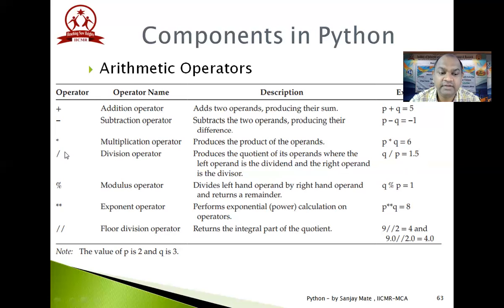But in the previous languages, whenever you used slash with integers, the result would be the integer 1. In this case, it will provide the float value. But if you want the integer value, you can go for the double slash. The double slash will give you the closest integral part. So these are the arithmetic operators.